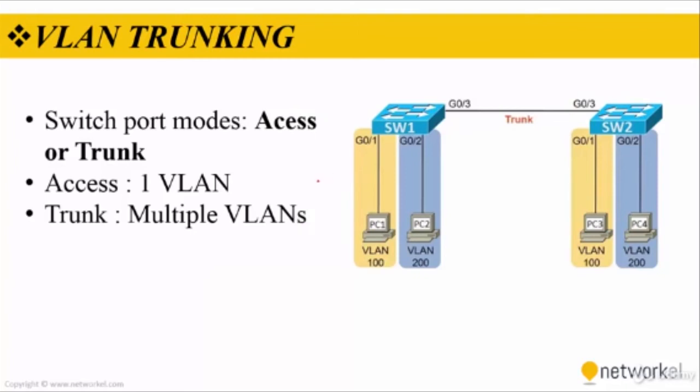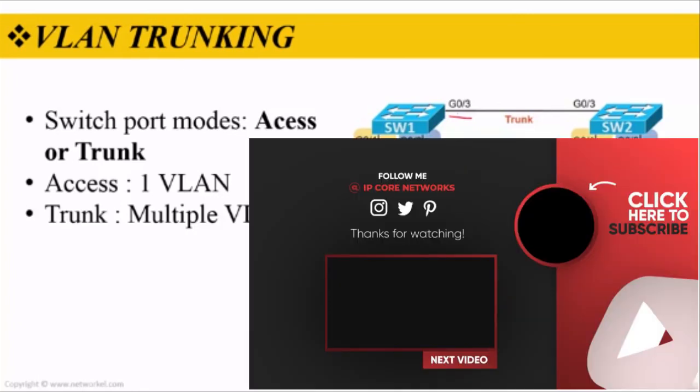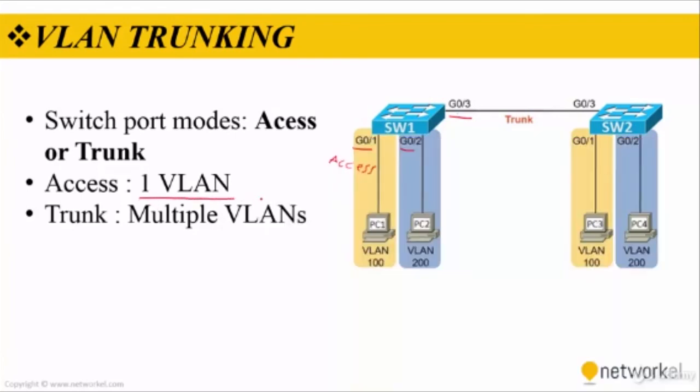Trunking works at layer 2 of the OSI reference model and carries multi-VLAN information between the switches. Each frame carries the VLAN information, and that's known as tagging too. In the picture we have gig 0/3, gig 0/1 and gig 0/2. Gig 0/1 and gig 0/2 are access ports, which means they can carry just one VLAN. And gig 0/3 is a trunk port, which means it can carry multiple VLAN information.